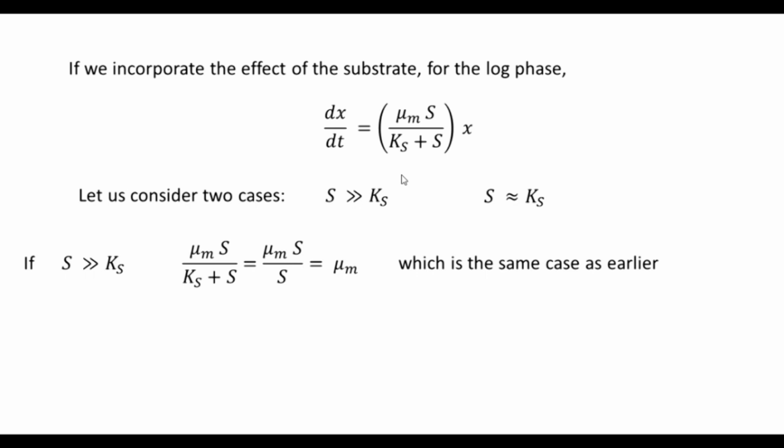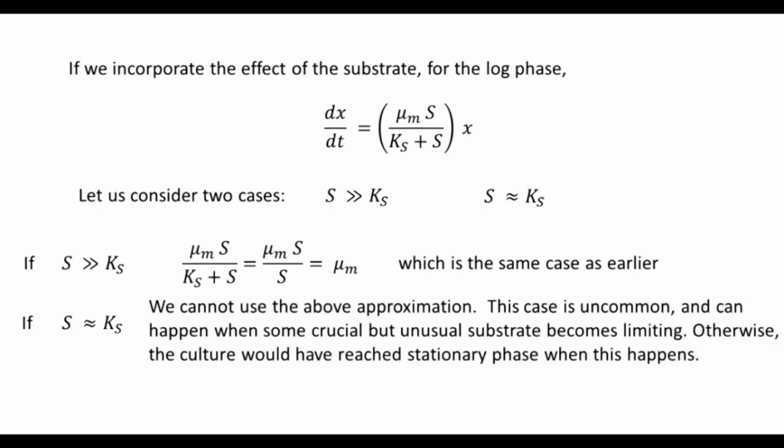It is the maximum specific growth rate. Now the second condition, if S is approximately equal to Ks, then we cannot use the above approximation. You cannot say that you can replace Ks plus S with S alone, because both are comparable.